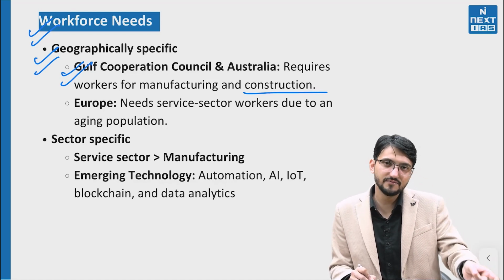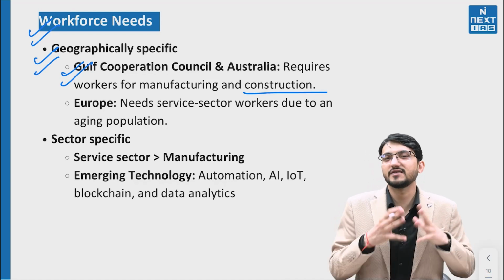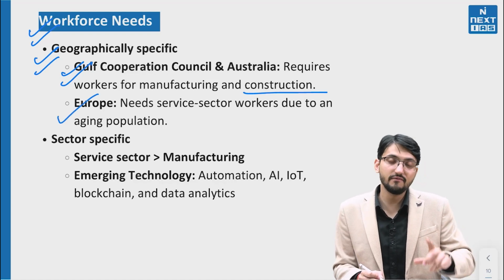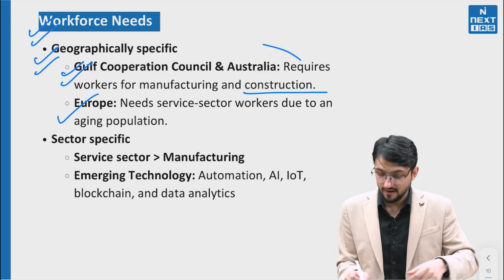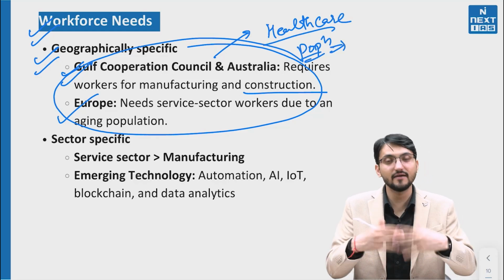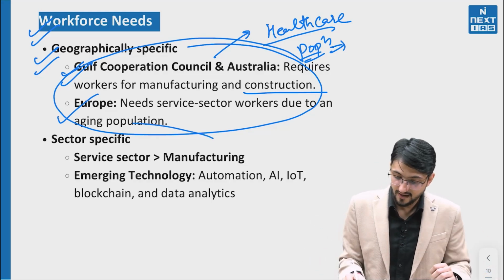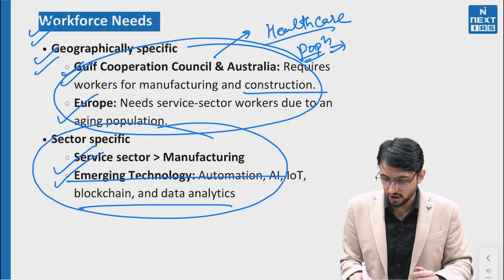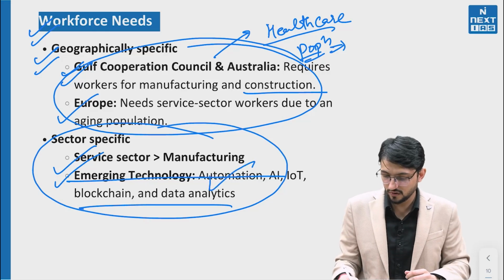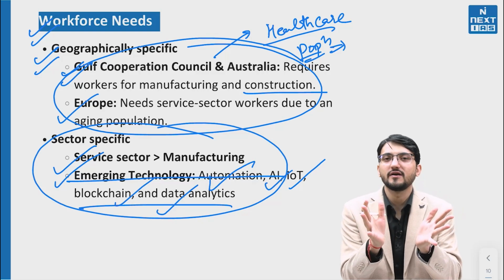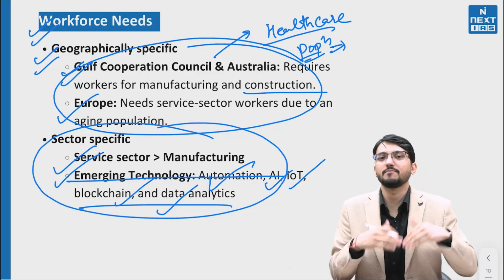For example, recently we have seen Israel and India have a deal for the manufacturing sector. In Europe, on the other hand, we will need a lot of people working in the service sector. But overall, we will need healthcare workers, because the population is getting older and we will need healthcare professionals. So we can train healthcare professionals. Overall, we will need more service sector labor than manufacturing, and we will need a lot of people working on automation, AI, IoT, blockchain and data analytics. So this is the picture of 2030, what we will need. Based on this, people can prepare.